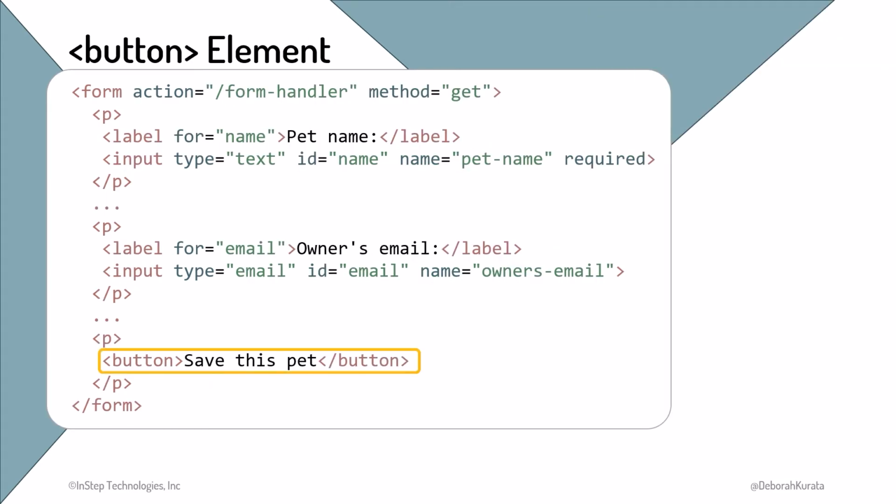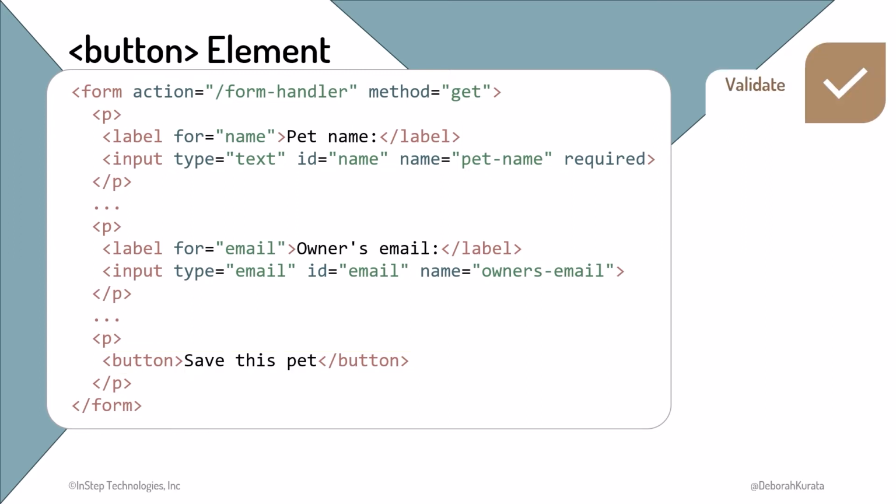Lastly, we need a button element for the user to submit the form. When the user fills out the form and clicks the button, the user-entered values collected by the controls on the form are first validated. Since this input is of type email, the entry must be in a correct email format. Plus, any element with a required attribute must be filled in.